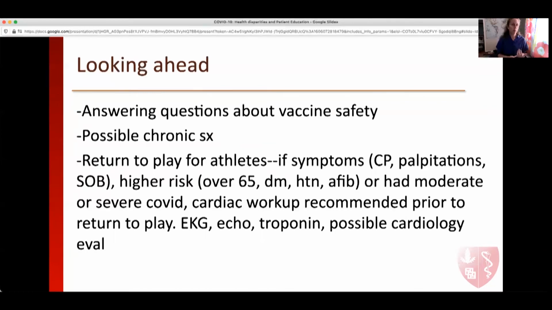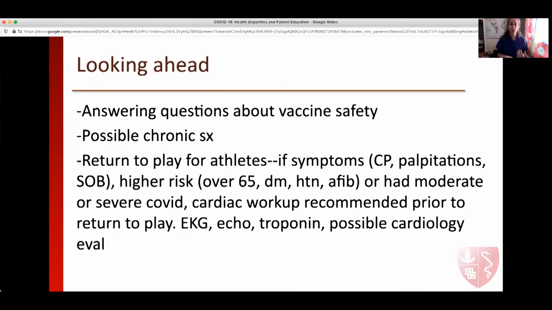Return to play is something we maybe don't think about a lot of times, but if someone's an athlete, we do want to think about that if they've tested positive for COVID-19. There have been case reports of people getting myocarditis and arrhythmias from COVID-19, including athletes. So ask people if they do sports, if they're an intense athlete, tell them they've got to take it easy until they're cleared to return.